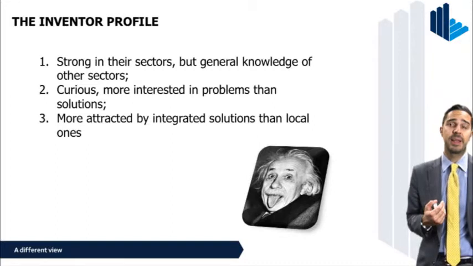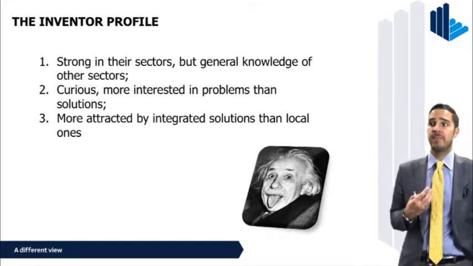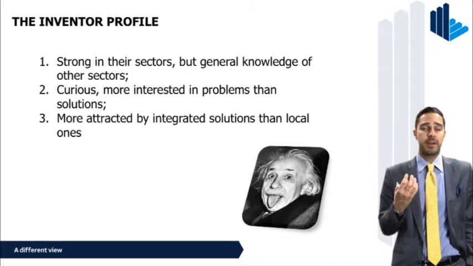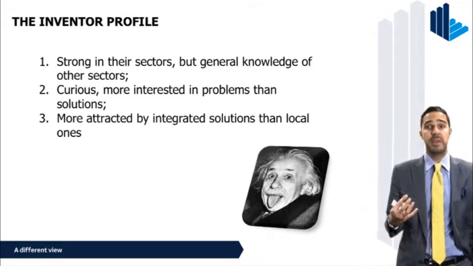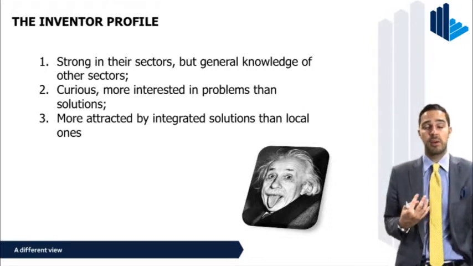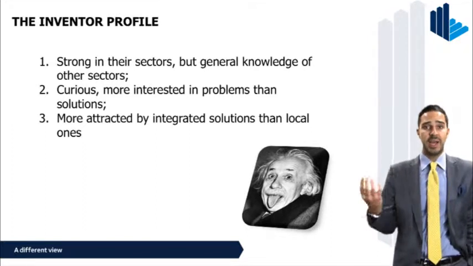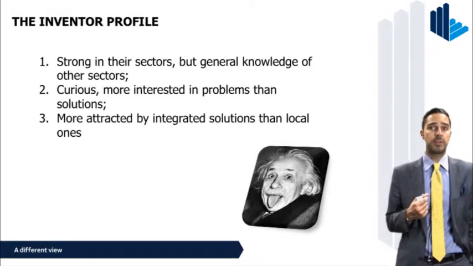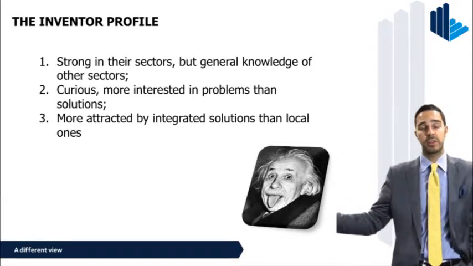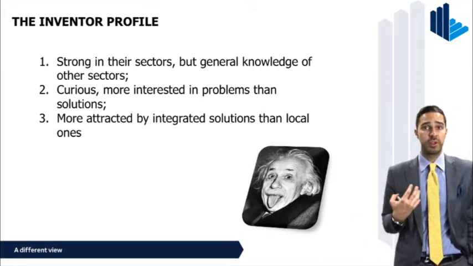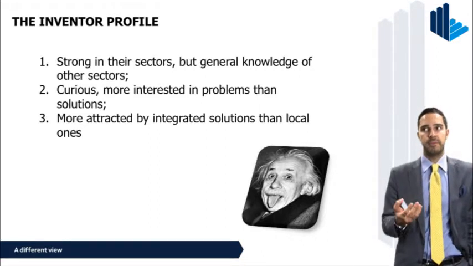What is the typical profile of an inventor? Well, typically they are, of course, strong in their sector. So let's say, for example, we are in the food industry. They have an understanding, of course, a deep understanding of food products, but typically they also have an understanding of other sectors. And this is something very important, because often innovation is about implementing ideas that have been used in a different context in a new context. So knowledge of different sectors is something that is pretty common in an inventor profile.